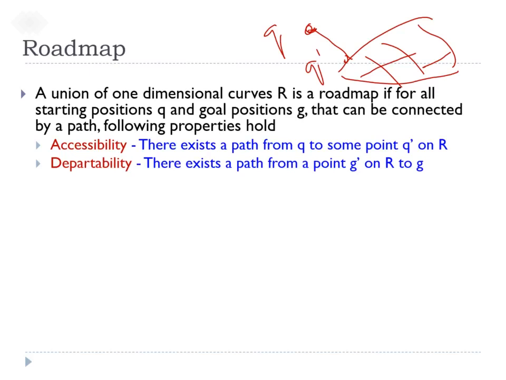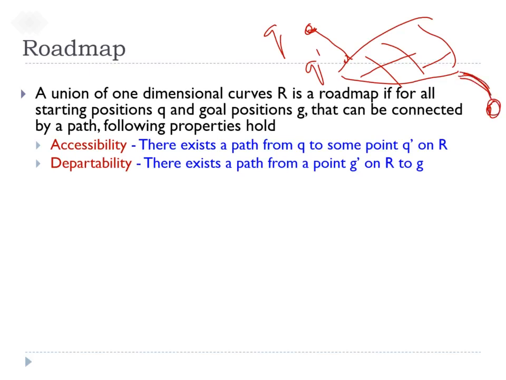Then we have departability. There exists a path from G prime on R, the roadmap, to G. Suppose your exit point or the destination point is this, and we have to find out whether this destination point is connected to the roadmap through a path or not. So let me take this destination, and there is a path.